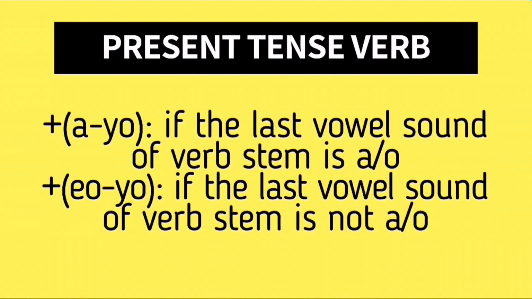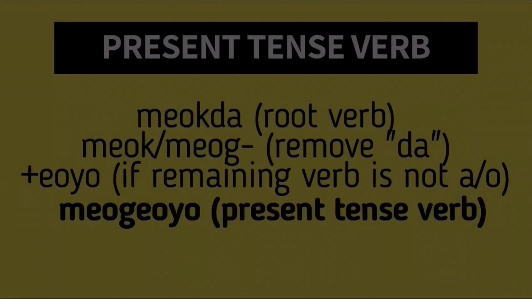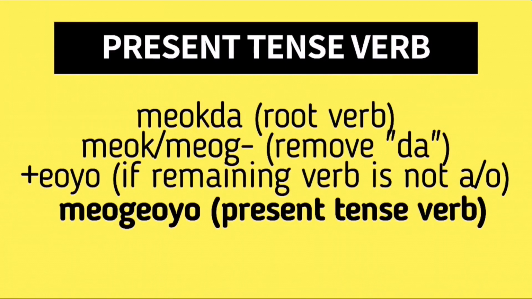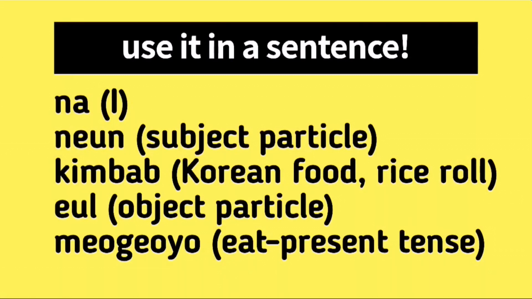So here is a note on choosing between ayo and oyo when you want to transform a verb into its present tense form. If the last vowel sound of the verb is a or o, we will use ayo. If the last vowel sound is not a or o, we will use oyo. Since the remaining part of the verb is mok and it does not end with a or o, we'll be using oyo. So mok plus oyo is 먹어요. And 먹어요 again is the present tense form of MEOKDA and simply pertains to the present action of eating.